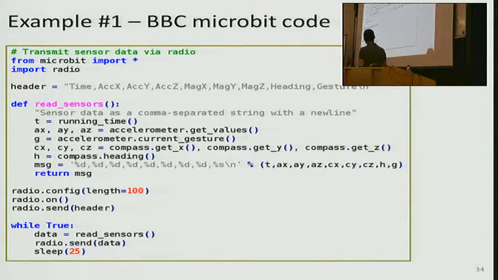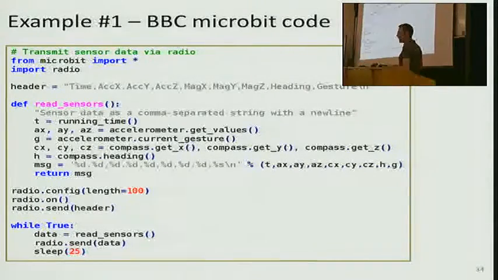And the code to send it back is as simple as saying, radio, turn yourself on, and then in an infinite loop, we read the sensors, we send the data back, and then we sleep for a little bit. So in essence, this is all the code that runs on this remote microbit. I can do a couple more things to do a flashing display so you can see that it's actually doing something, but in essence, that's all you need to do data logging.